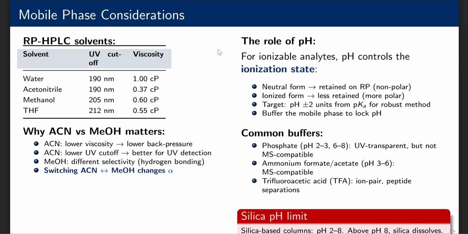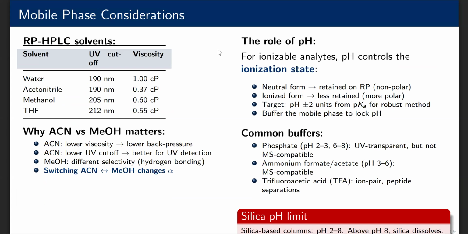Mobile phase considerations. So the mobile phase selection is where you tune retention and selectivity. In RP-HPLC, the two workhorse organic solvents are acetonitrile and methanol. The table shows their key properties. Acetonitrile has a lower UV cutoff at 190 nanometers, meaning you can detect at shorter wavelengths without solvent interference. It also has lower viscosity, which translates to lower back pressure.